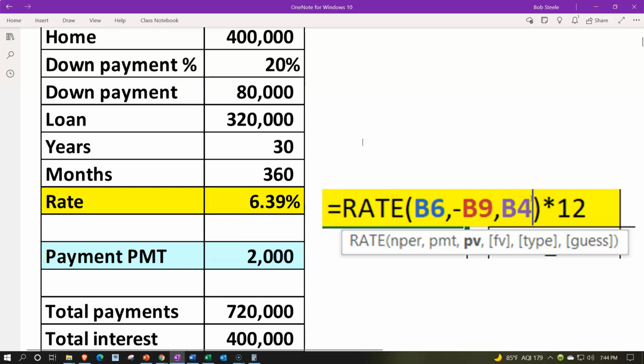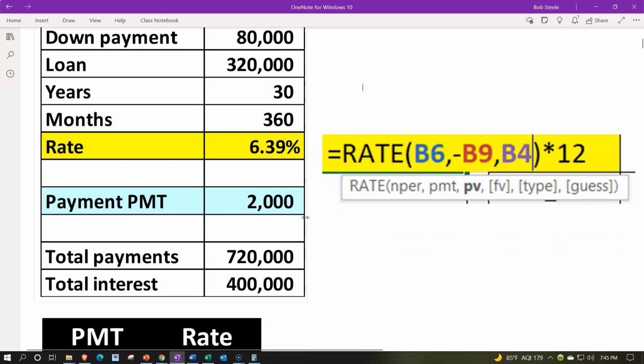That would give us the rate for the months, because all this data up top, 360, is in months. We want the yearly rate, so we're going to multiply it times 12 to get the yearly amount. At this point that is going to give us that 6.39. That's rounded because it could have more decimals if we were to calculate this in, say, Excel.